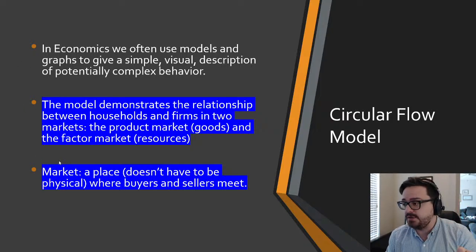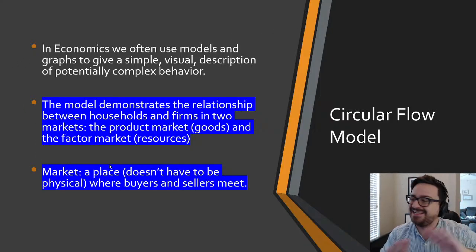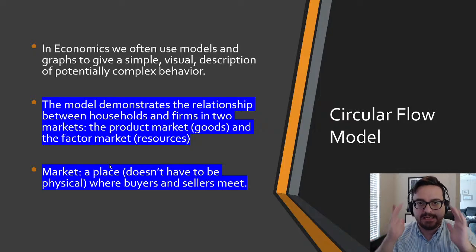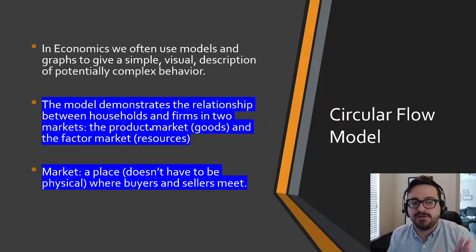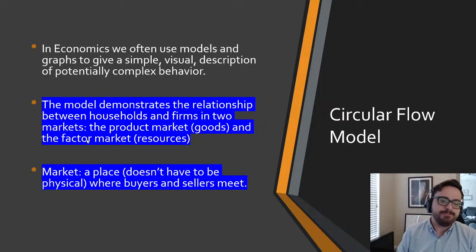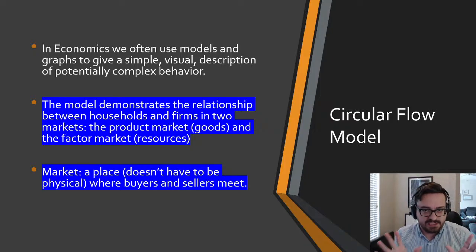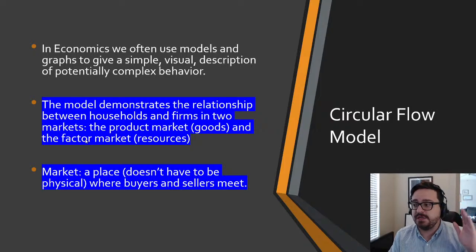A market, in case you don't know, is a place, doesn't have to be physical, it can be theoretical, it doesn't have to physically exist, where buyers and sellers meet. So this is just where buyers and sellers of goods interact and where buyers and sellers of resources interact. The big things to be focusing on when I show you the model are, who are the buyers and sellers in each market? Who buys and who sells products? Who buys and who sells resources?